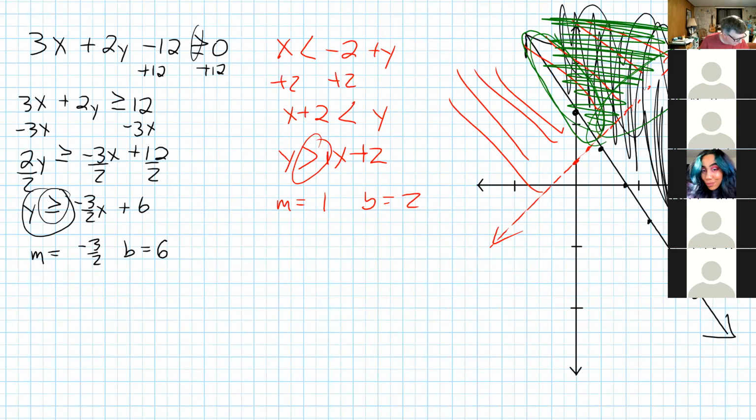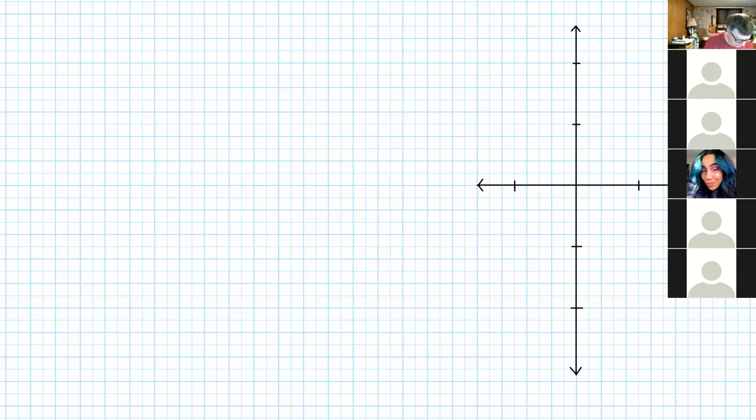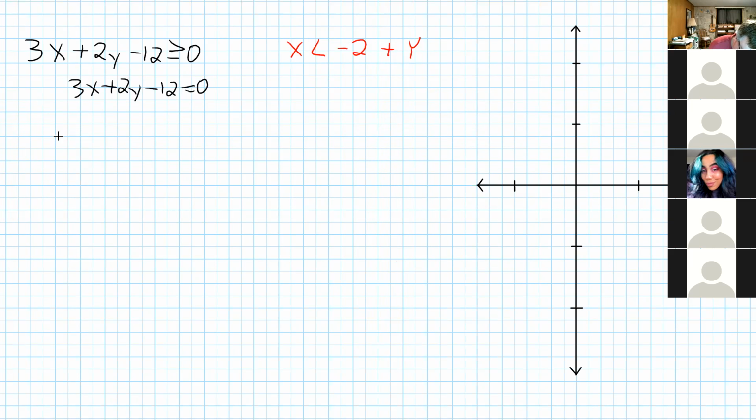All right. We're going to go on and do this exact same problem again using the find the points method. So again, we've got 3x plus 2y minus 12 greater than or equal to 0. And I'm going to go ahead and put that other one up there. x less than negative 2 plus y. Okay. So I'm going to consider the equation 3x plus 2y minus 12 equals 0.